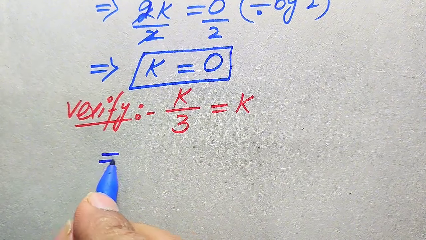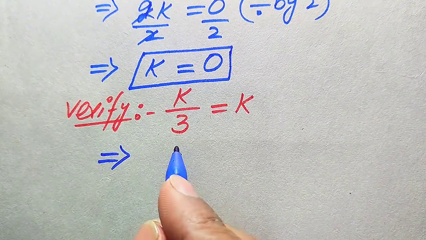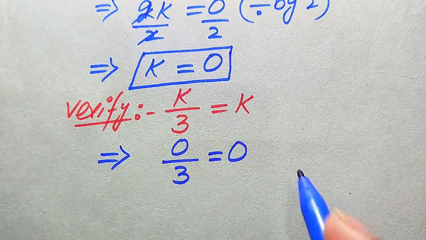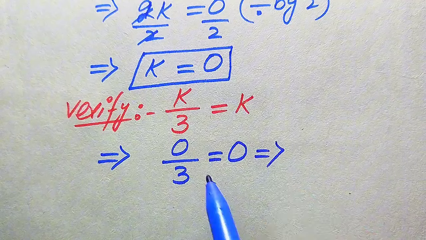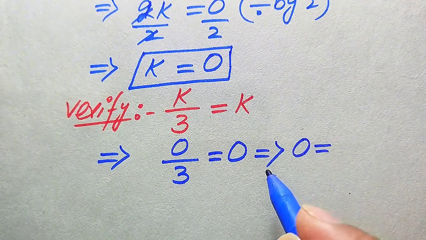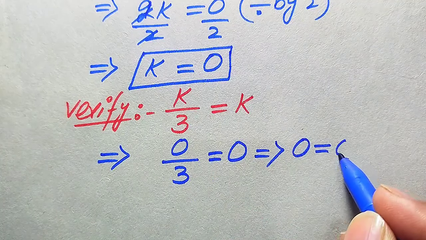Here on the left hand side we substitute this value of k, and when we put it here it becomes 0 divided by 3 is equal to 0, and this implies that 0 divided by 3 becomes 0, because I already explained that when we divide 0 by any other number it remains 0.